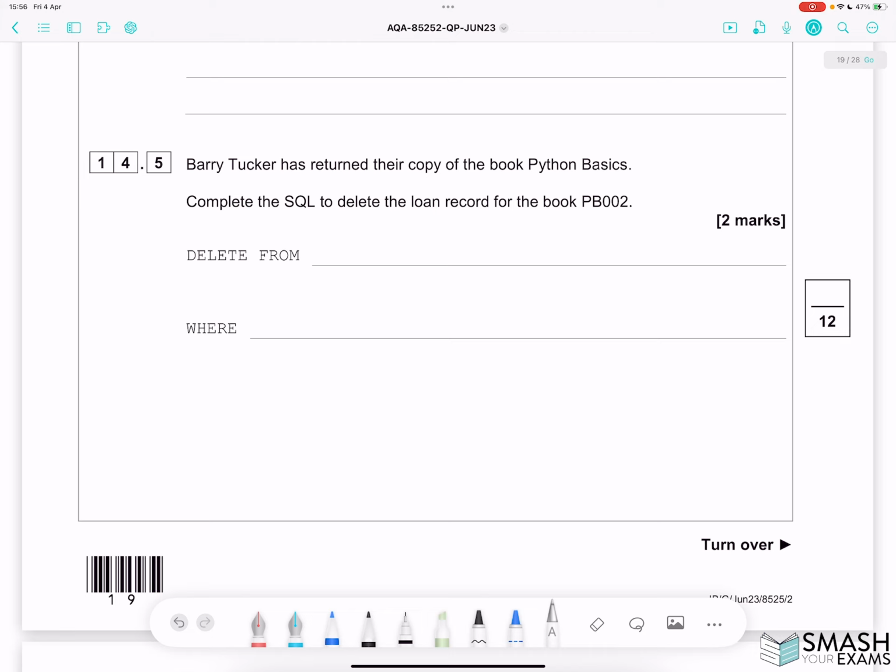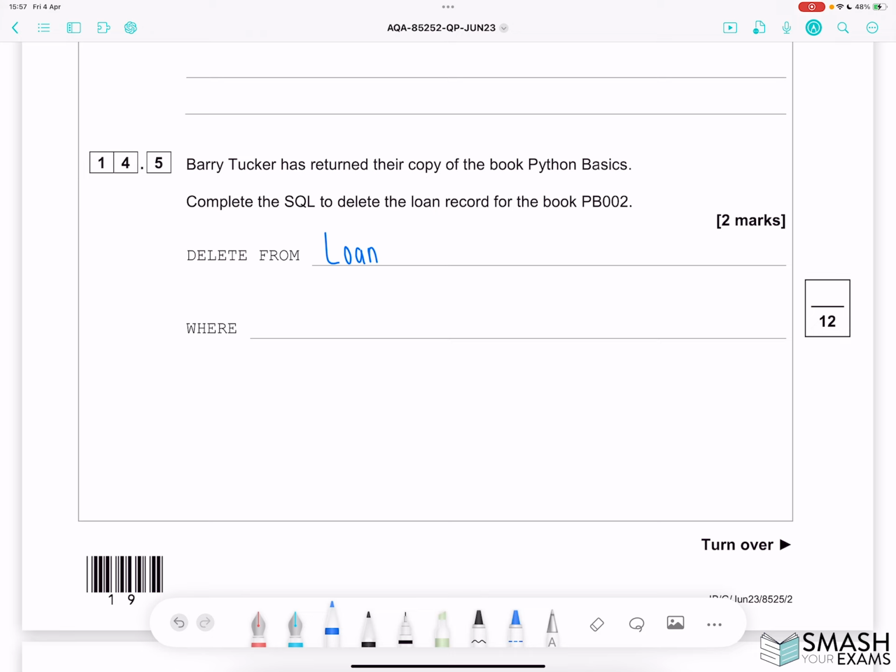So the next one says Barry Tucker has returned their copy of the book Python Basics. Complete the SQL to delete the loan record for the book PB002. Okay, so what do we need to do then? Well, we need to delete from, it's going to be the loan record. So we're deleting from the loan table, aren't we? So we're going to delete from the loan table.